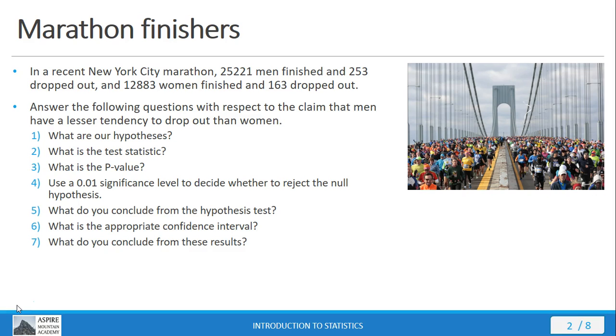The example we're going to look at today involves a New York City marathon. In a recent iteration of this huge event, 25,221 men finished the marathon, 253 dropped out. 12,883 women finished, and 163 women dropped out. The questions asked are pretty standard, and we've seen questions like this before. The claim we're going to be investigating is that men have a lesser tendency to drop out than women.